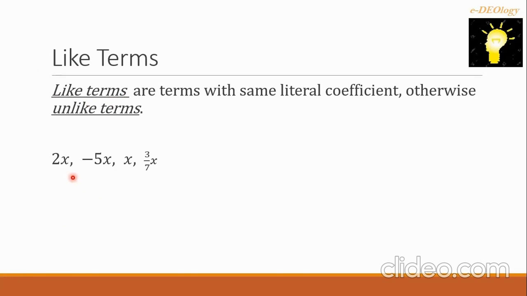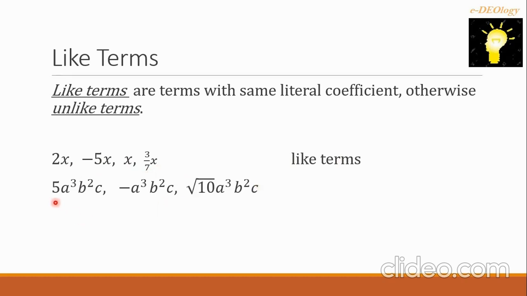Let's have some examples here. I have here four terms: 2x, negative 5x, x, 3/7 of x. As I observe, the literal coefficients for all these four terms are x. So they have a common literal coefficient, so these four terms here are like terms.